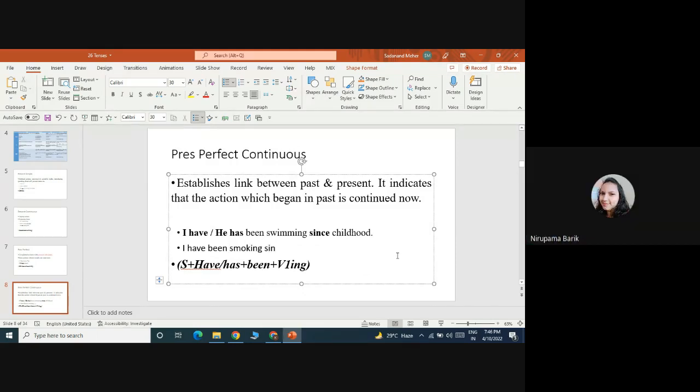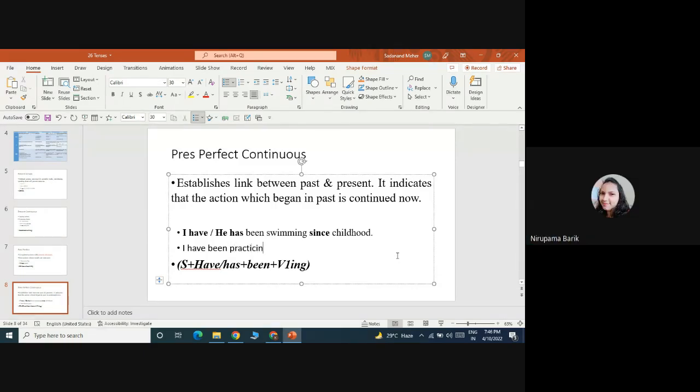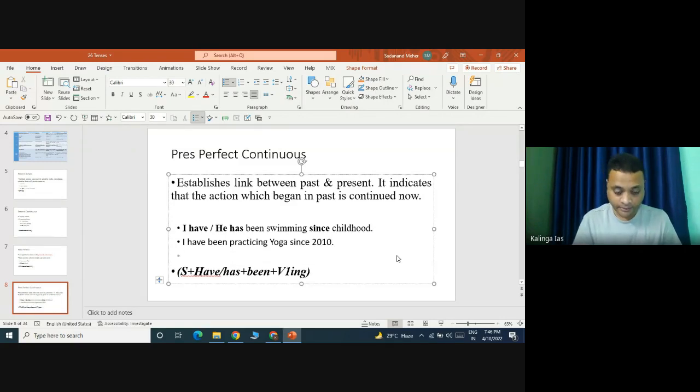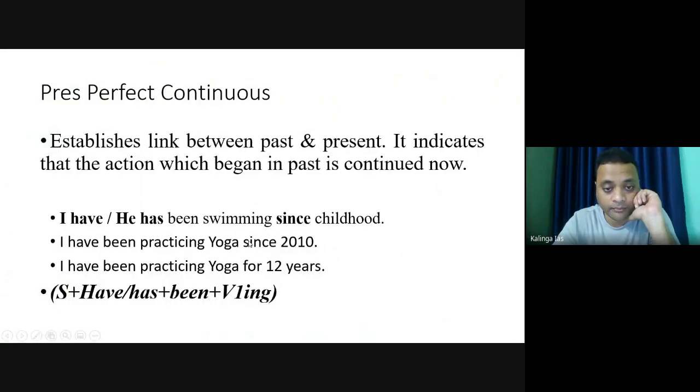I have been practicing yoga or dance or hockey, anything. I have been practicing yoga since 2010. Okay, the same sentence can be expressed this way also: practicing yoga for 12 years. Now you can understand, I think, the difference between since and for.